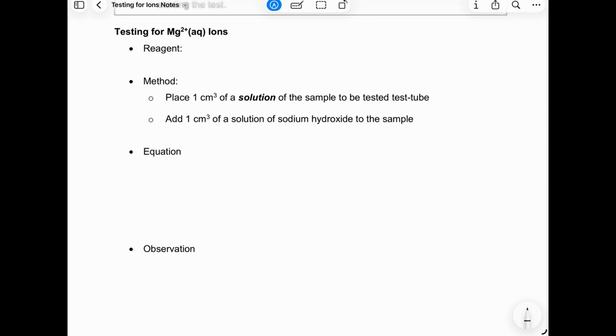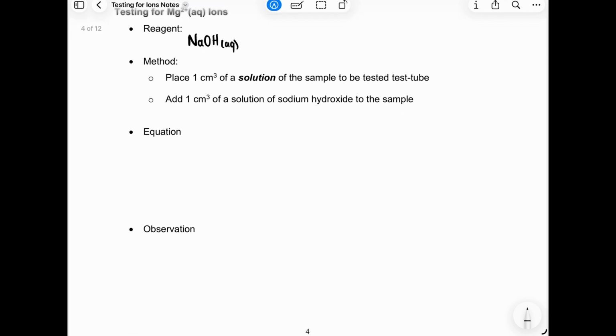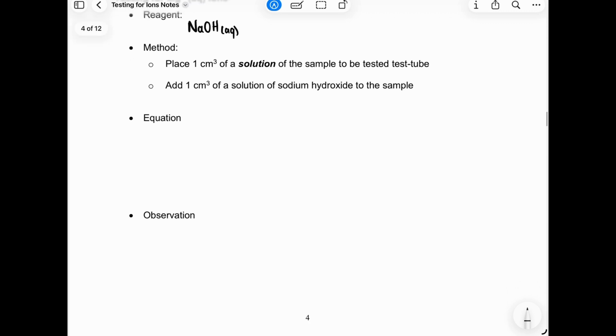Well, to test for a magnesium ion, we want to make the insoluble or sparingly soluble magnesium hydroxide. So if we want to make magnesium hydroxide and we've already got the magnesium ions in our solution, then we would add something containing hydroxide ions. So for example, sodium hydroxide. We'd put 1 centimetre cubed of the sample to be tested in a test tube, then add 1 centimetre cubed of sodium hydroxide. We wouldn't want to add too much of either one. We want to be able to see our reaction occurring.